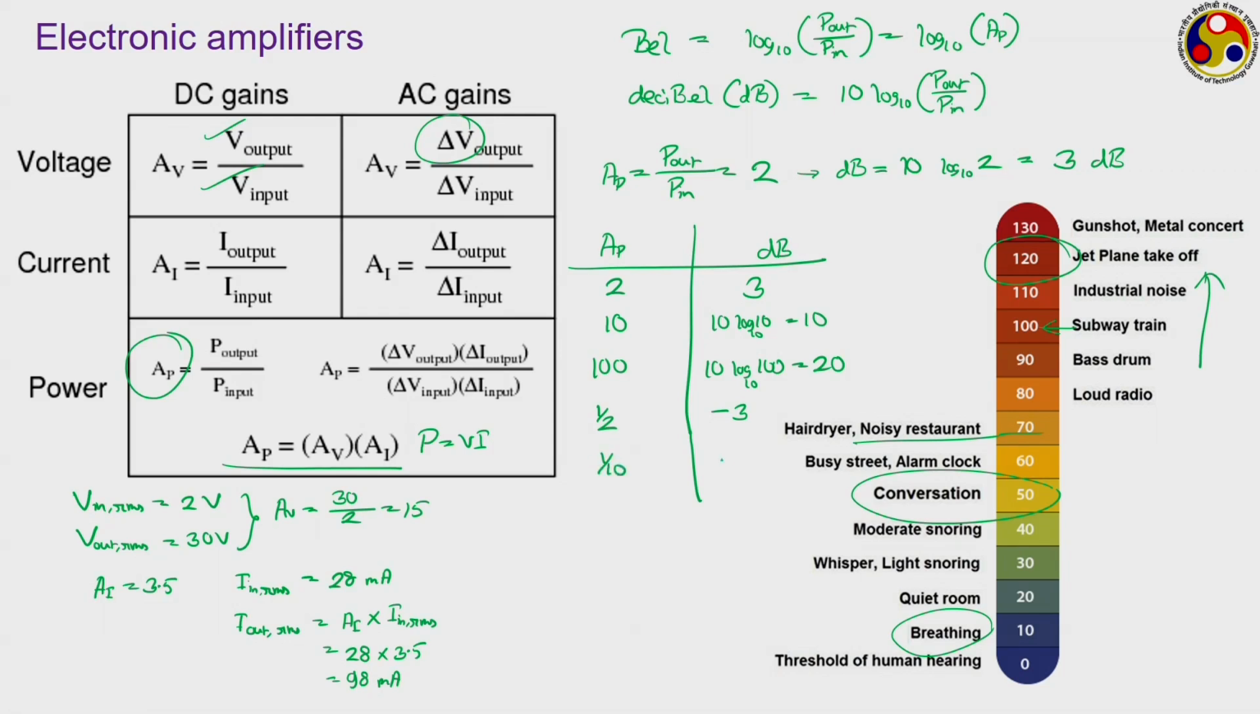If it is equal to 1/10, this becomes minus 10. When it is 1 upon 100, this becomes minus 20. This way we can easily convert from the gain value to the decibel value. Minus 3 dB is of particular importance, because quite often this one is used to characterize the frequency response of amplifiers.